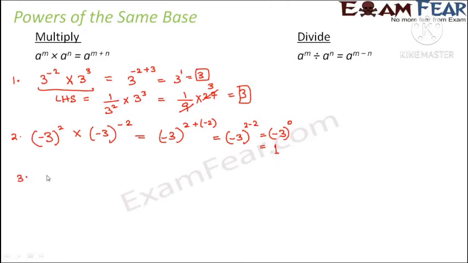One more example: 3 to the power minus 2 multiplied by 3 to the power minus 4. So here both the powers are negative. What would happen? The logic would still remain the same. It would be minus 2 plus minus 4, which would be minus 6. So 3 to the power minus 6 would be the answer.